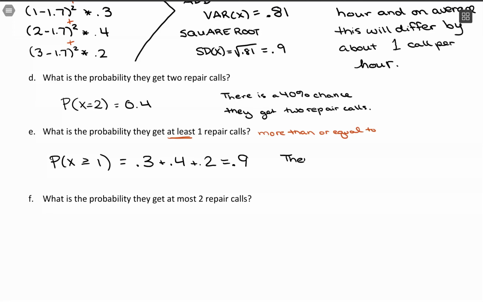So there is a 90% chance they get at least 1 repair call.